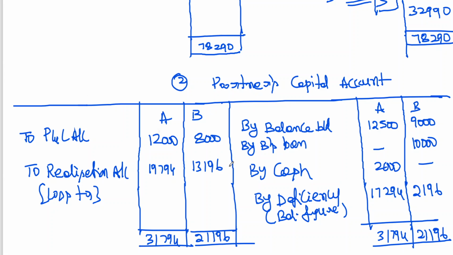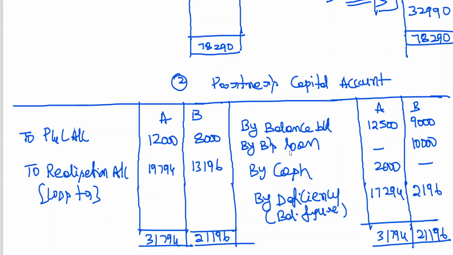B's loan, of course, we never transfer to the realization account, but in one situation we transfer B's loan appearing in the liabilities to the realization account, when B's loan is also taken over by the purchasing company or purchasing firm. When that situation comes, I'll explain. I think these two problems will give you clarity. These two problems have the same heading, when all partners have become insolvent. With this, the first part is completed.